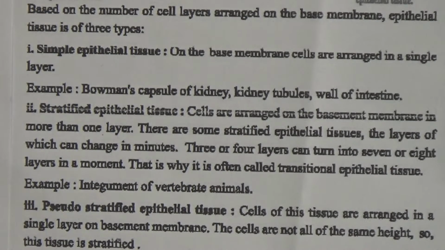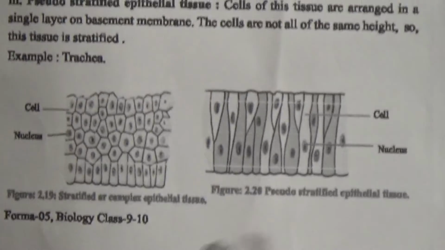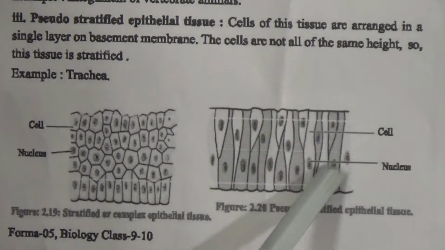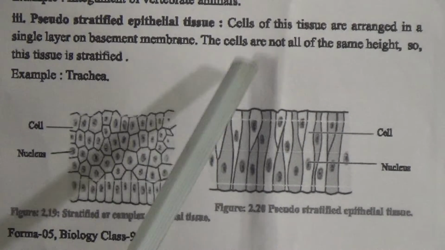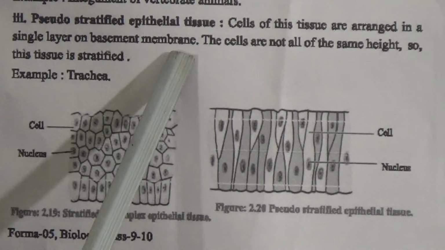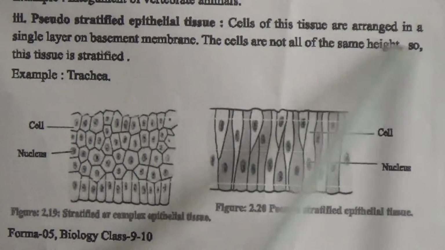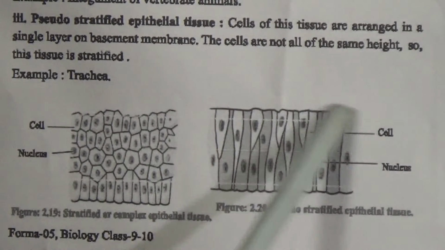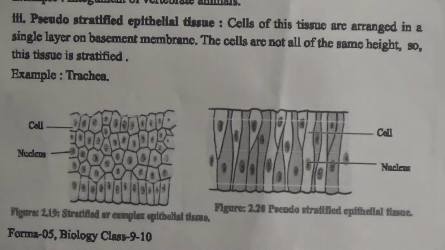Now, pseudo-stratified epithelial tissue. You can see the figure of the pseudo-stratified epithelial tissue. Cells of these tissues are arranged in a single layer on the basement membrane. The cells are not all of the same height, so this tissue looks stratified. Now, their example is trachea.